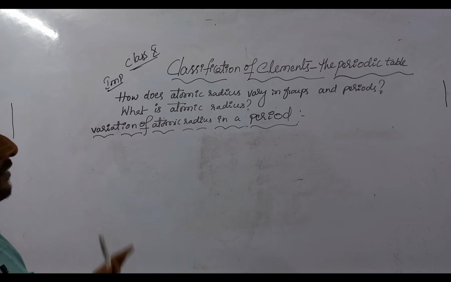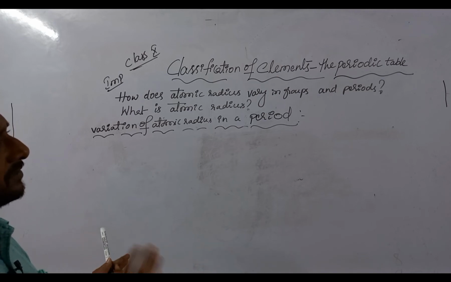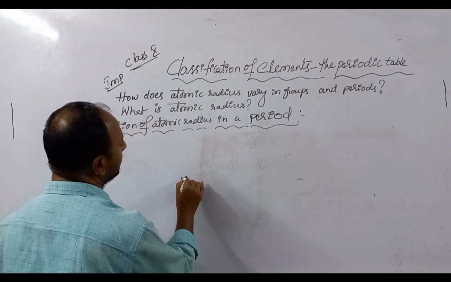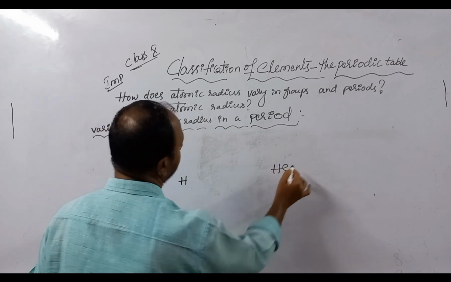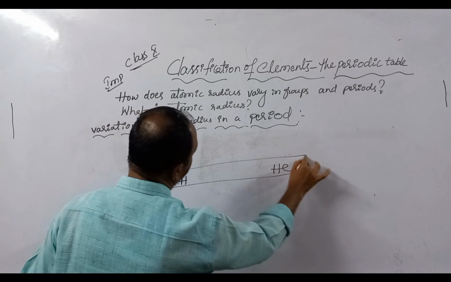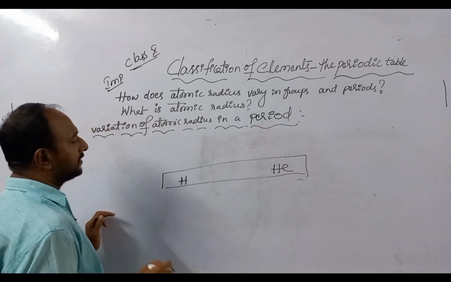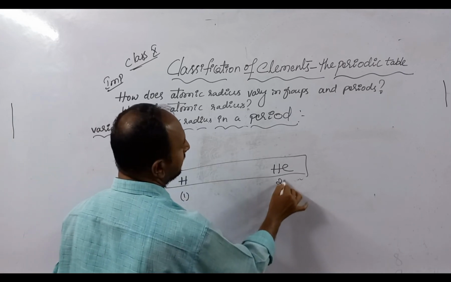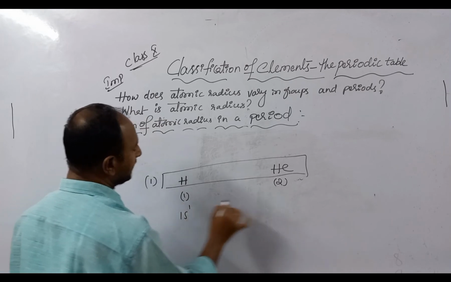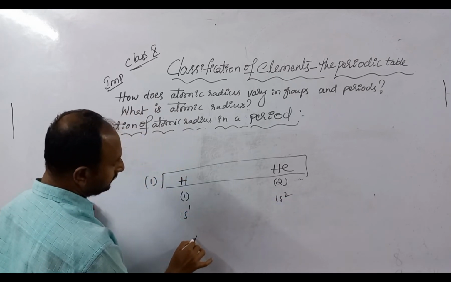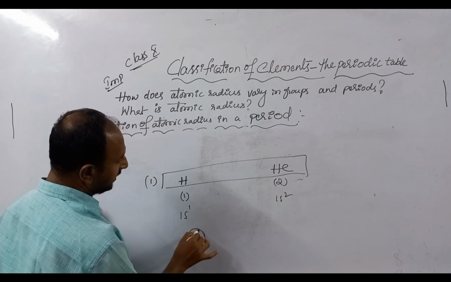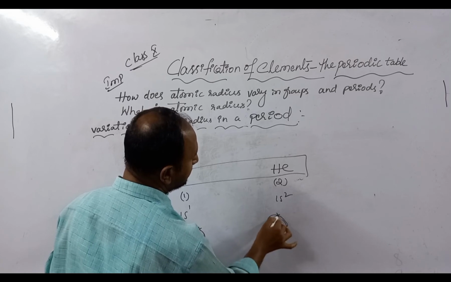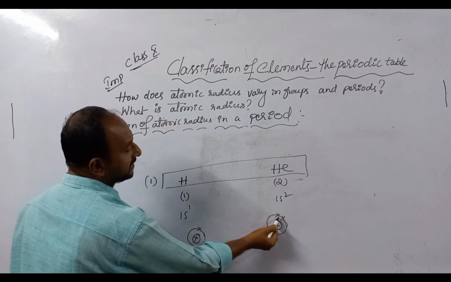Variation of atomic radius in a period. Horizontal rows are called periods, so in a period we take left to right or right to left. In general we take left to right. For example, take the first period. In the first period, the first element is hydrogen and the second element is helium. That is left to right in a period. A period means a horizontal row along the x-axis, students. Hydrogen has atomic number 1 and helium has atomic number 2. Electron configuration of hydrogen is 1s1, and of helium it is 1s2. This is the nucleus of hydrogen, and this is the nucleus of helium. Here there are 2 electrons, there 1 electron.